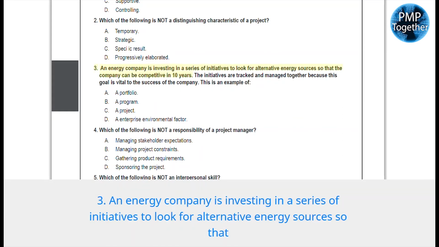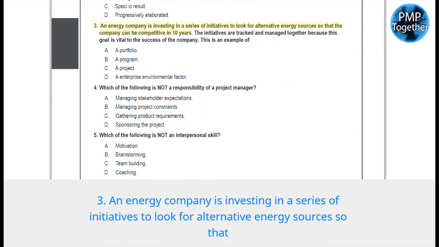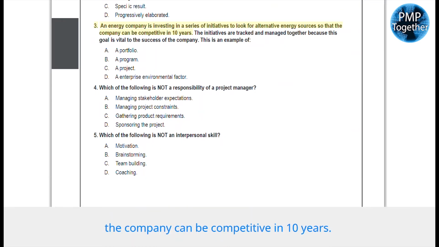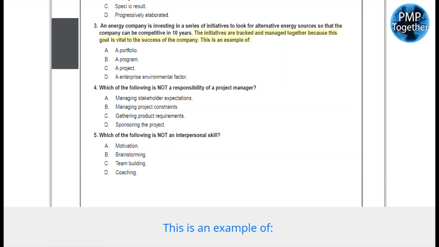3. An energy company is investing in a series of initiatives to look for alternative energy sources so that the company can be competitive in 10 years. The initiatives are tracked and managed together because this goal is vital to the success of the company. This is an example of A. a portfolio, B. a program, C. a project, D. an enterprise environmental factor.